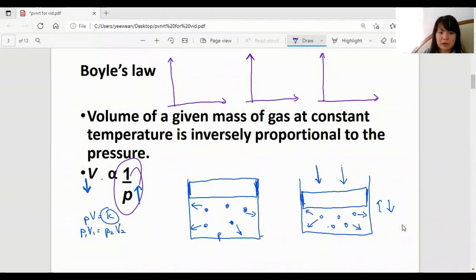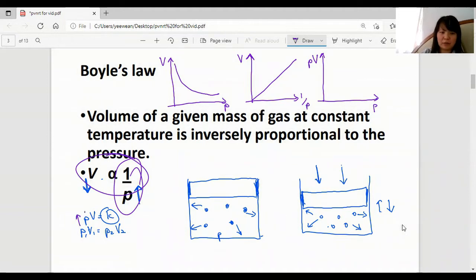Now, if I were to plot a graph of V and P, since it's inversely proportional, it will look like that. But what is V directly proportional to? If I have V against 1 over P here, then it'll be a straight line. What if I were to plot PV versus P? When I increase the pressure, what happens to PV?